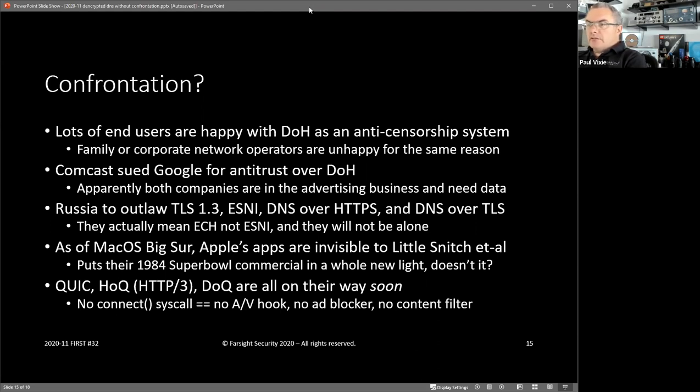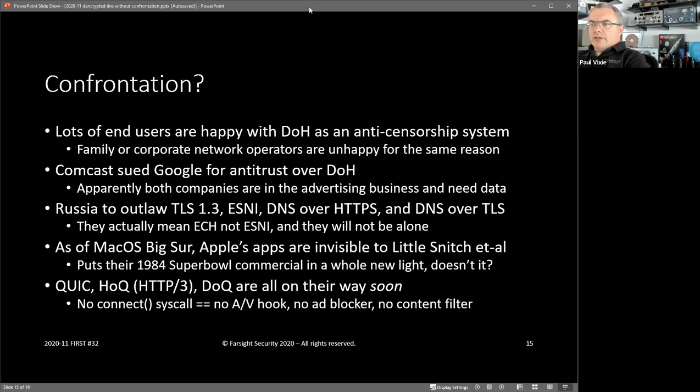Russia has already said they're not going to be allowing any of this new stuff. Now, they said ESNI, they mean ECH, but there are a lot of countries that are going to take this view. So a lot of stuff is about to break because various people are going to play chicken with other people's traffic.